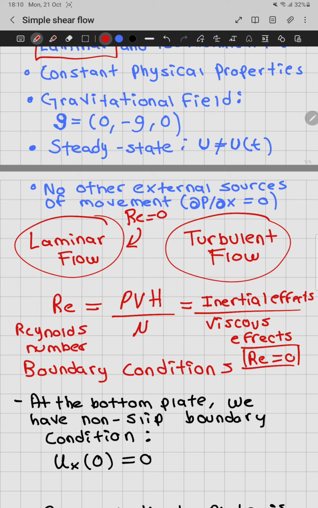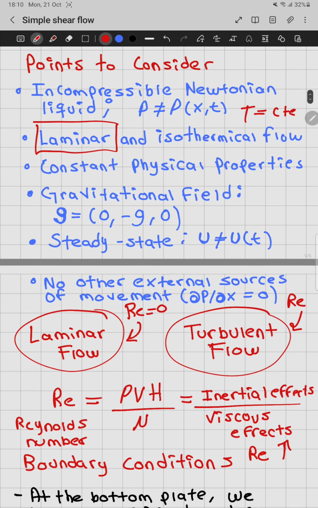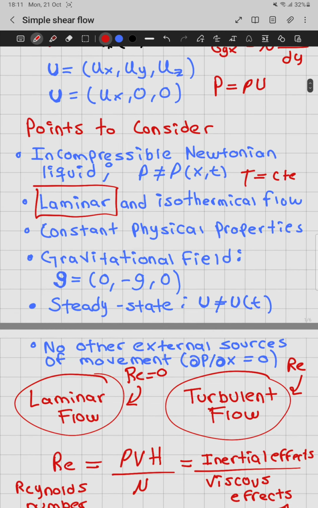However, on the other hand, if either the fluid viscosity is small, or we have very large values of velocity, or very large channels, or very large values of density, we have a large Reynolds number, which means we have a turbulent flow, chaotic flow. So I just wanted to introduce this concept quickly because here we are going to consider laminar flow.